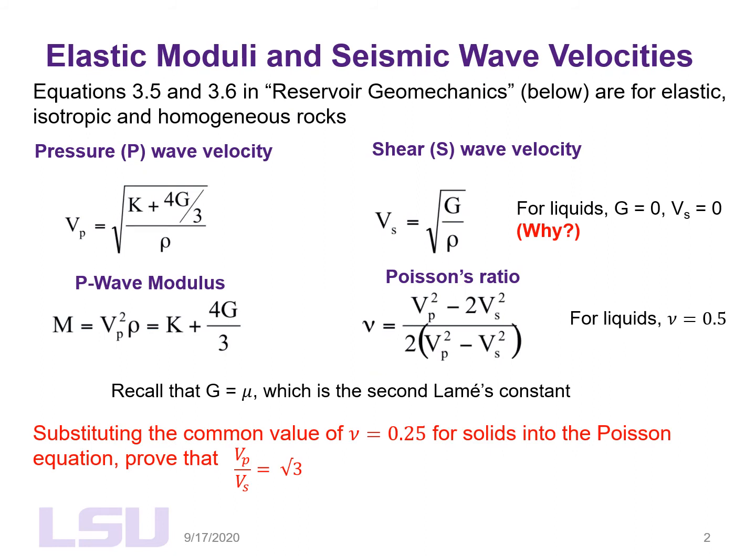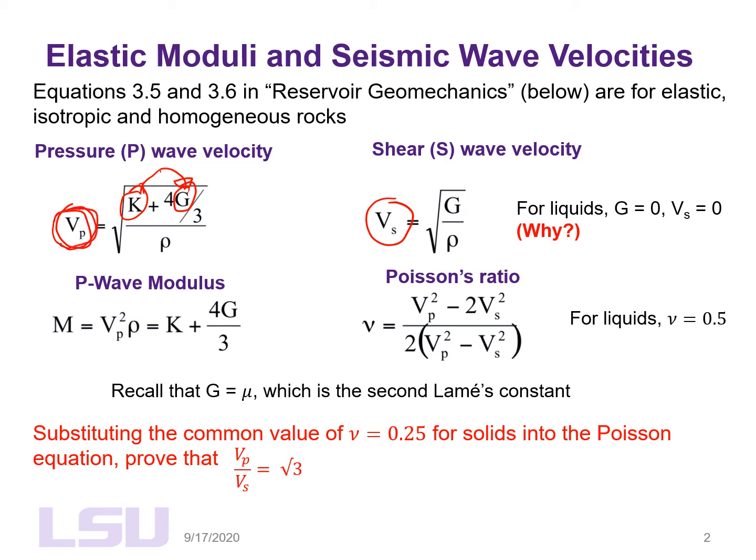Elastic moduli and seismic wave velocities. I had mentioned that you're able to estimate the elastic moduli from the seismic wave velocities, P wave and shear wave velocities, because the elastic properties, or better still, the seismic wave velocities are a function of the properties of the material through which it passes. And this is how we can estimate those elastic properties.